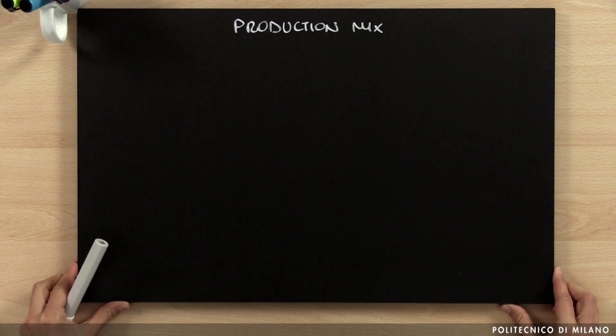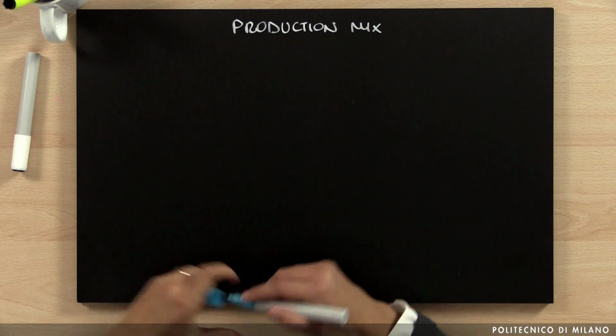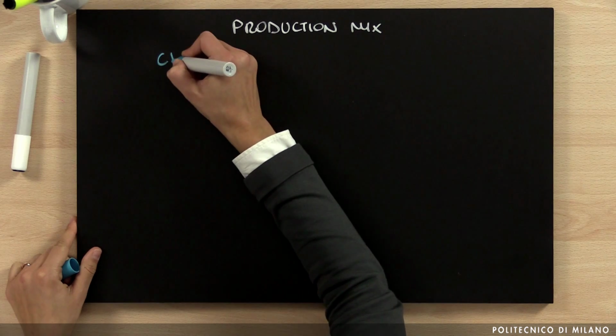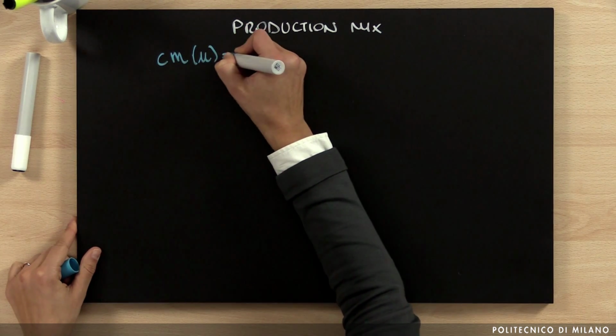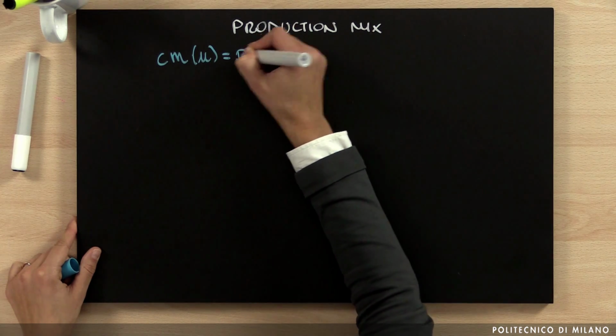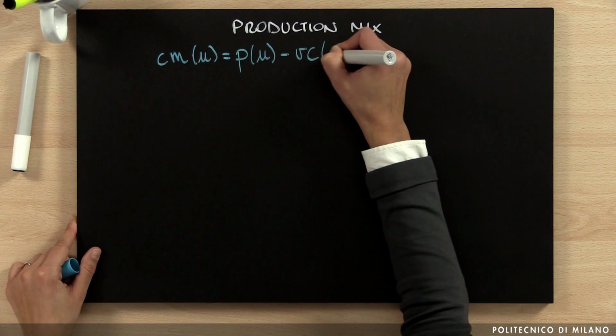When we deal with the production mix, our reference element is the contribution margin. So our contribution margin, if we think of the unitary contribution margin, is calculated as the difference between the unitary price minus the unitary variable cost. Let's see how we can deal with the production mix with a small example.